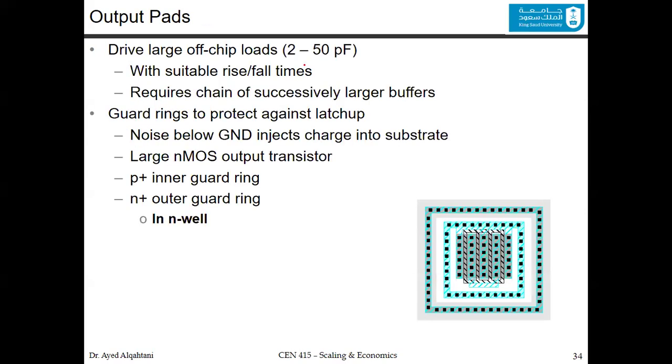So the output path, like this one that you see here, drives large off-chip loads, like 2 to 50 picofarads, with suitable rise and fall times, and requires a chain of successively larger buffers. You have guard rings, and we talked about the guard rings in the previous video. The guard rings are used to protect against latch-up hard error. Noise below the ground injects charge into the substrate and the large output transistor, the P plus inner guard ring, and you have the N plus outer guard ring in the outward. So you can see the ring over here, this ring that guards the N plus outer guard ring, and you have the P plus inner guard ring, which is this one, and then you have the output pad.